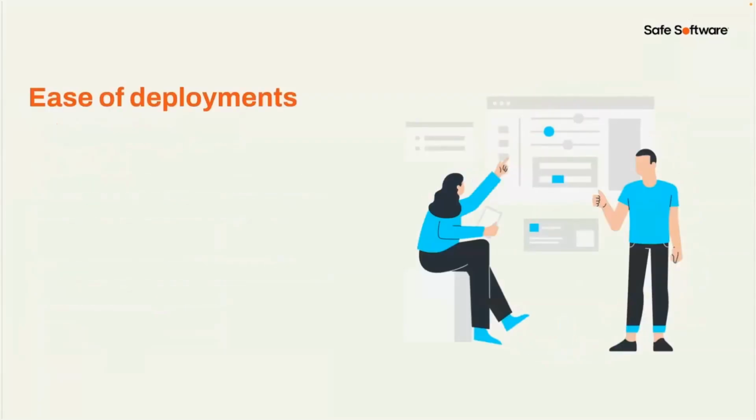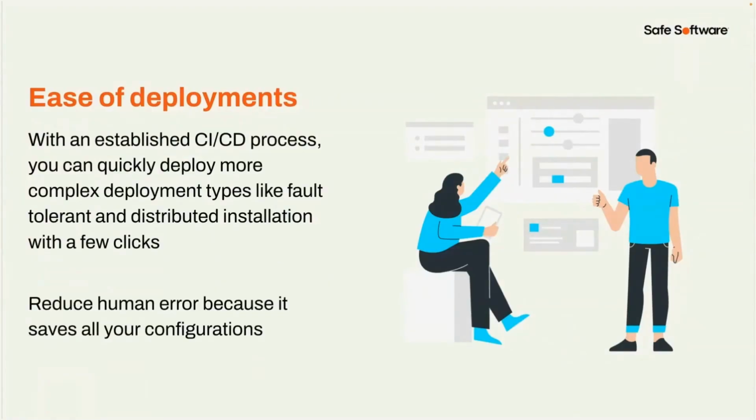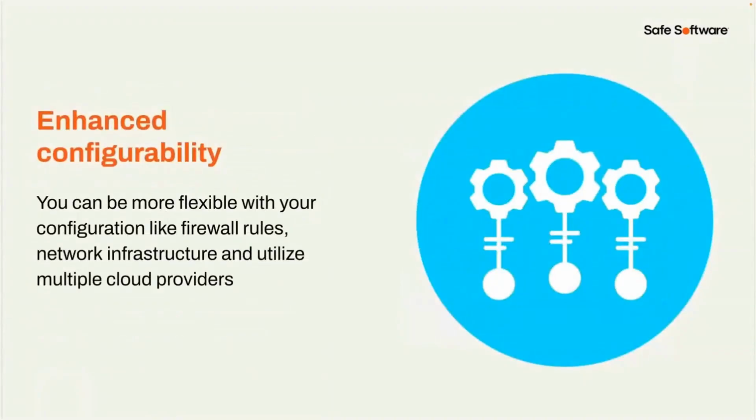The ease of deployment, which was also touched on, makes it easy as long as the first pipeline has been configured. A user can just go there with a few clicks and they're done. And it also reduces the number of errors in your configuration because everything will be standardized. Then enhanced configurability as well. You can be more flexible with how you do your configurations for your deployment, from firewall rules to network infrastructure, and you can also use multiple cloud providers, which is also a major benefit of using CI/CD.